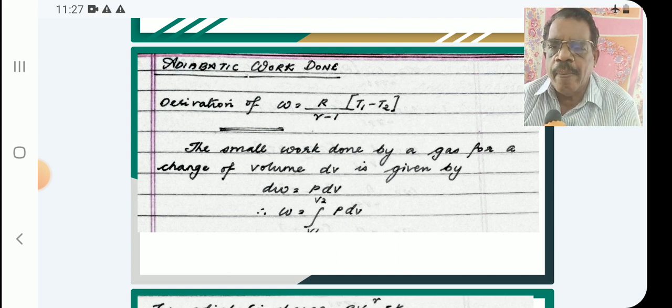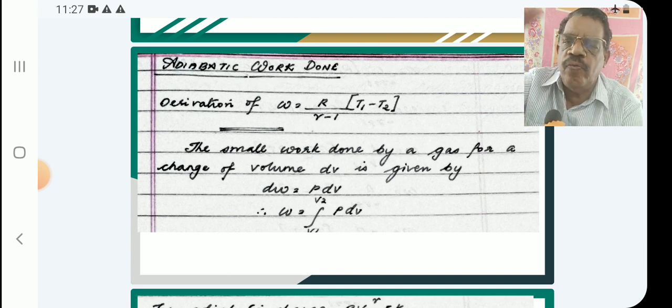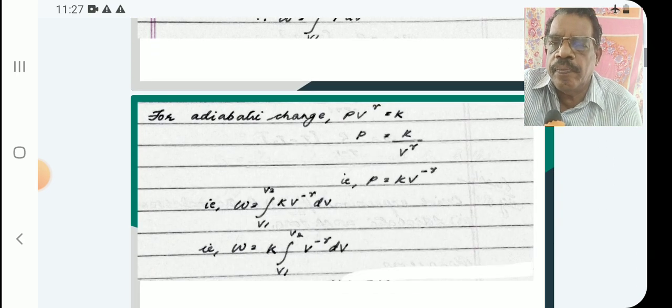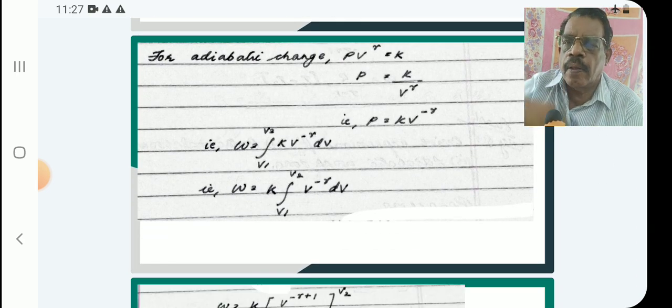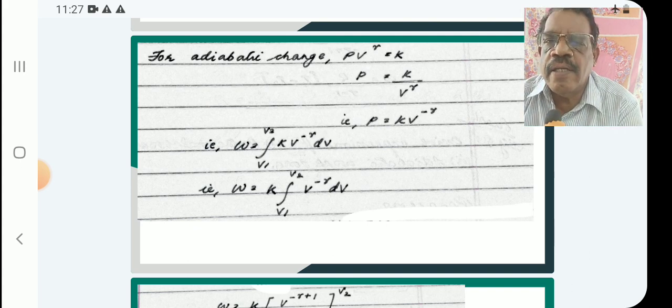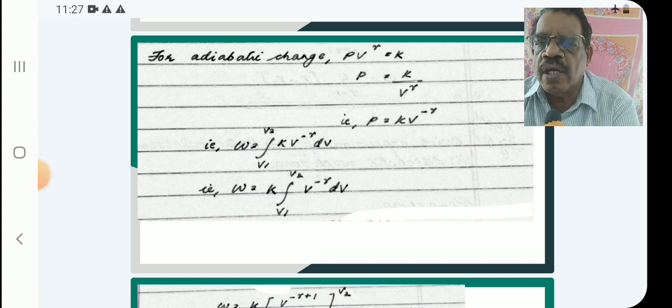So total work W is integral V1 to V2 PdV. For adiabatic change, the equation is PV raised to gamma is K. That is P is equal to K by V raised to gamma, or P is KV raised to minus gamma. We put that value in the above equation. W is integral V1 to V2 KV raised to minus gamma dV.